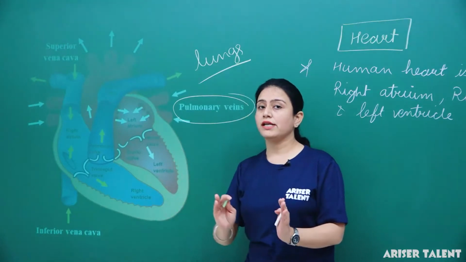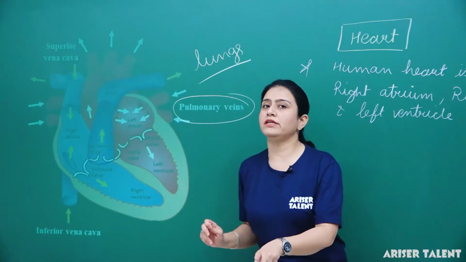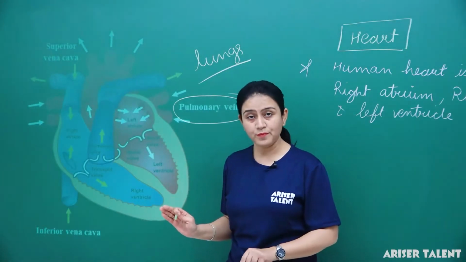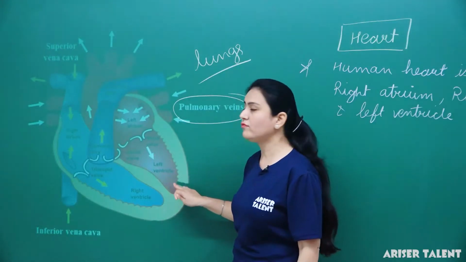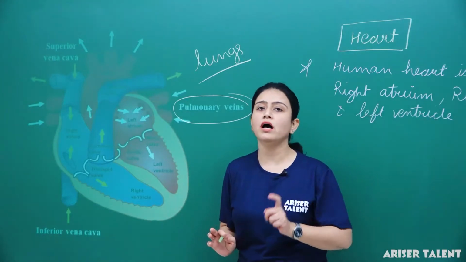So now it is clear that the right part of the heart carries deoxygenated blood, but the left part of the heart carries oxygenated blood. Now from this left ventricle, blood goes to the different parts of the body through the aorta.